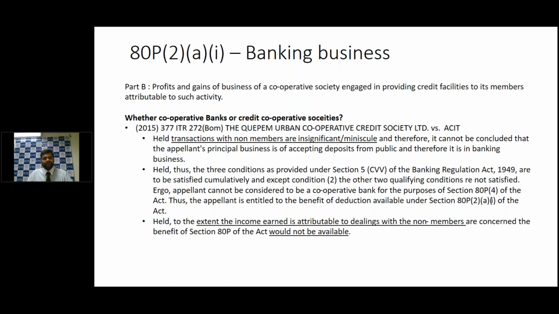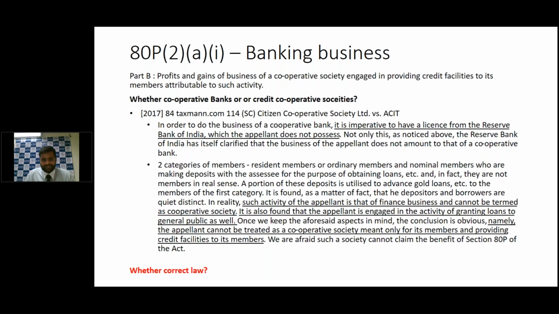However, the department is not accepting this view, and they say that once you have entered into transactions with non-members, you are a cooperative bank and you are not eligible for deduction under Section 80P(2)(a)(i). With this background in mind, the controversy has now been cleared by the Supreme Court one week back. Judgment: Citizen Cooperative Society Limited versus ACIT.